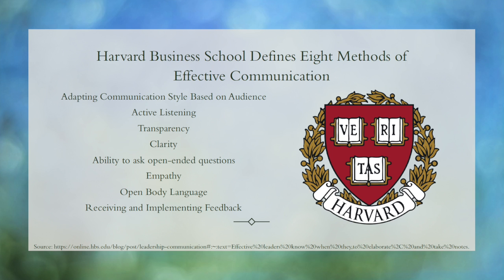One of the big things I came up next with was the Harvard Business School. There was an online section for it that had really posted just a variety of methods that they felt were effective methods of communication. You could see here, as they've just listed, a laundry list: adapting communication styles based on your audience, active listening, transparency, clarity, asking open-ended questions, empathy, open body language, and receiving and implementing feedback.